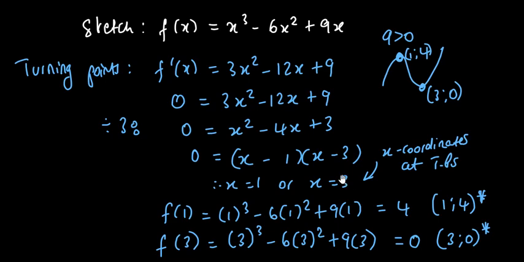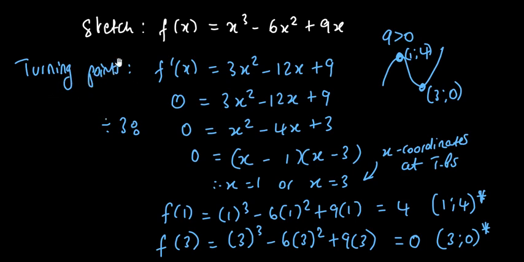Now let's try to sketch another one. This one says sketch f(x) equals x cubed minus 6x squared plus 9x. In this case I'm going to start with the turning point, but remember you can still start with the y-intercept, then the x-intercepts, and then the turning point. Me, I'm just starting from the bottom.